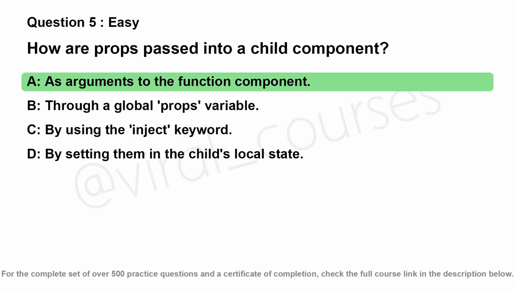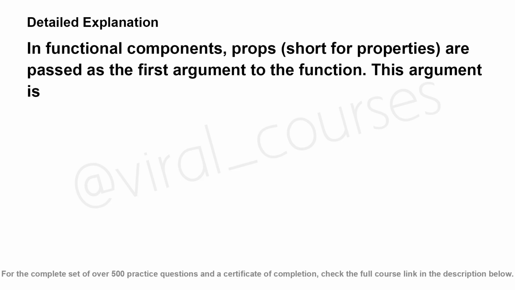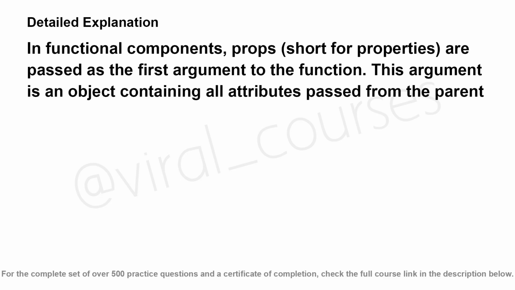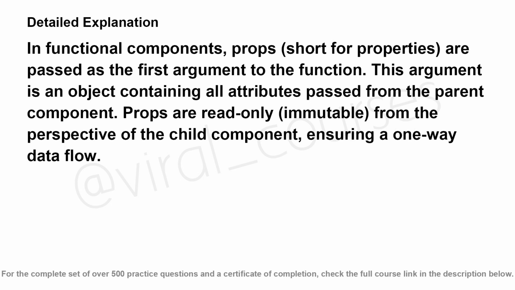The correct answer is A. In functional components, props, short for properties, are passed as the first argument to the function. This argument is an object containing all attributes passed from the parent component. Props are read-only, immutable, from the perspective of the child component, ensuring a one-way data flow.